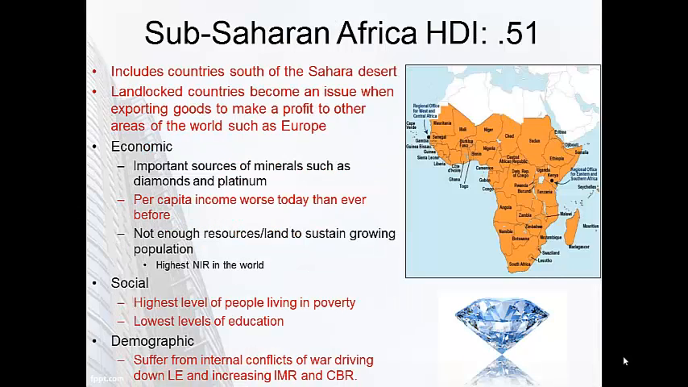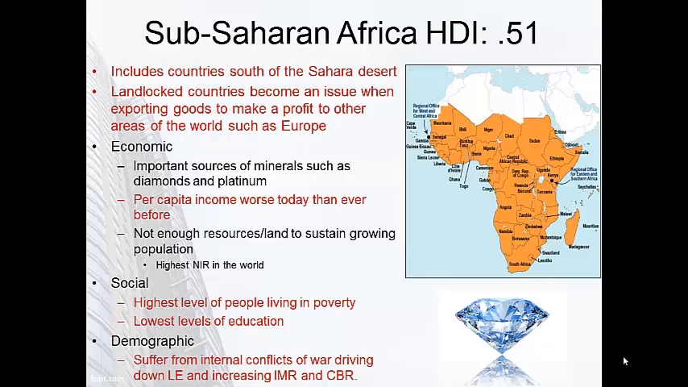All right, so the lowest HDI score as a region is Sub-Saharan Africa, which includes all countries south of the Sahara. This is important to note. One of the problems is landlocked countries, which we've discussed before, and they have issues when exporting goods to other areas such as Europe. Now, economically speaking, this area is extremely important for sources of minerals such as diamonds and platinum. But the per capita income, what people make per household, is the worst in all of the world, and it's even worse today than it was 20 and 30 years ago.